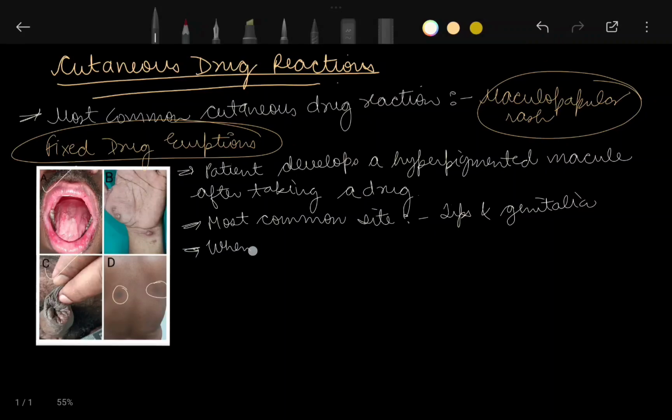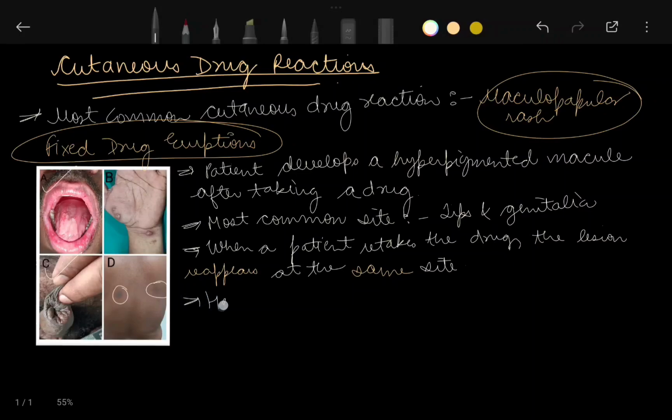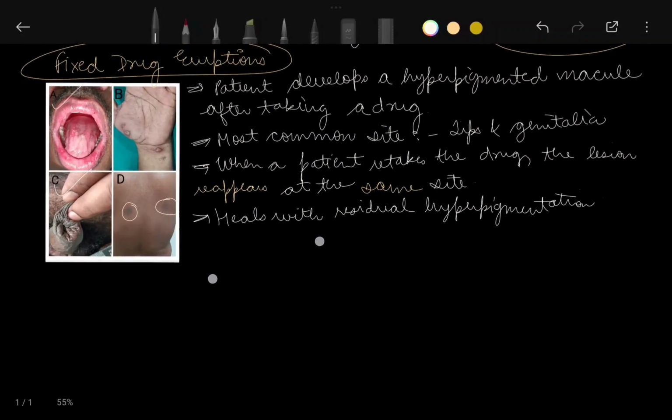Now, what happens when a patient retakes the drug? The lesion reappears at the same site only. When a patient retakes the drug, the lesion reappears at the same site, but it usually heals with residual hyperpigmentation. Okay, these were fixed drug eruptions.